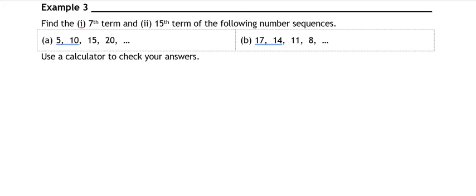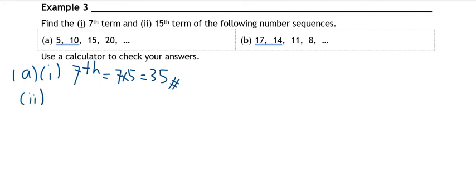So you can guess now in A, part 1, you can already guess that the seventh term will be 7 times 5, which is actually 35, right? And last but not least, in part 2, also simple, the 15th term will be 15 times 5, right? So here your answer will be 75, right? So that's for the first part, A.